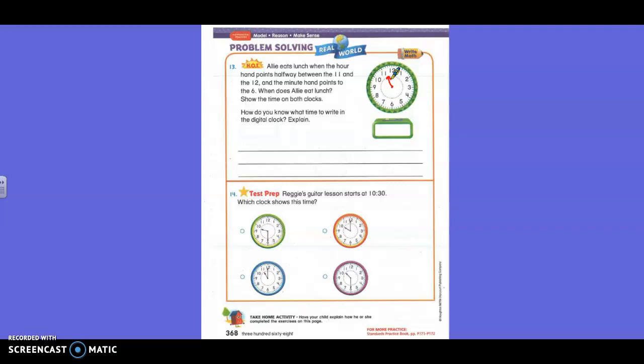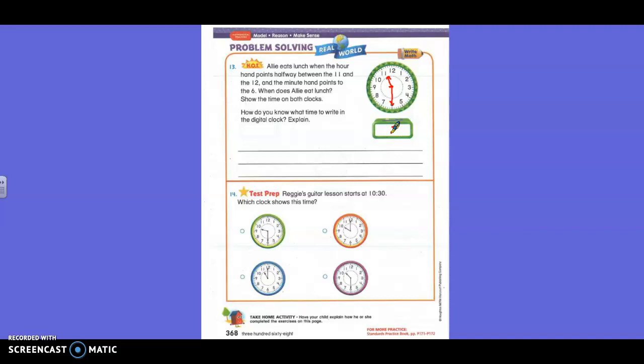And then what needs to happen? After the hour hand, it says the minute hand points to the 6. So what are we going to do? Make the minute hand point to the 6. Yes, make the big long minute hand point to the 6. This helps show you where you're at, because it's easier to read if it's longer to what minute it needs to be.